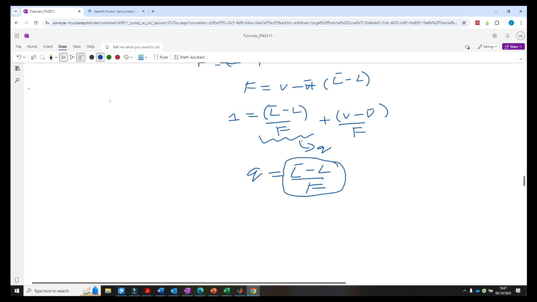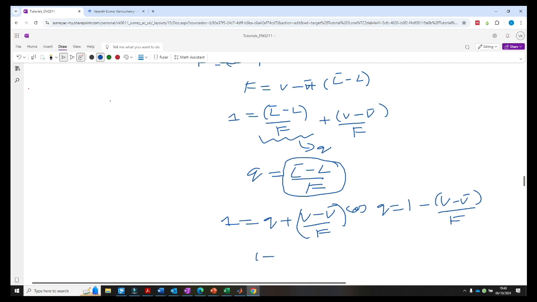So how do you rewrite this equation? We can rewrite this equation in a much simpler fashion. So 1 is equal to Q plus V minus V dash by F, or Q is equal to 1 minus V minus V dash by F. Or we can even write in other way, 1 minus Q, you move the F to the left hand side, F, that should be equal to V minus V dash.